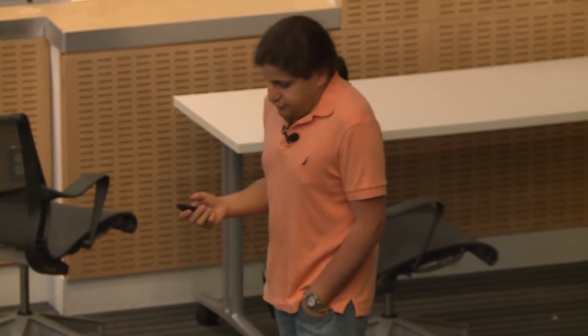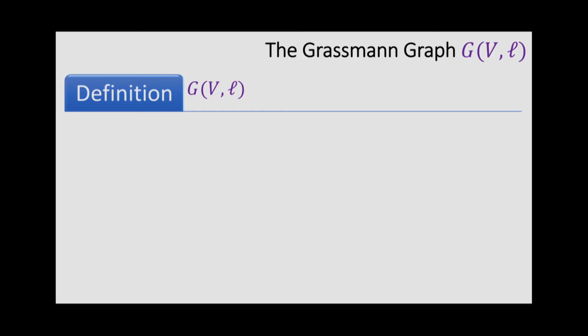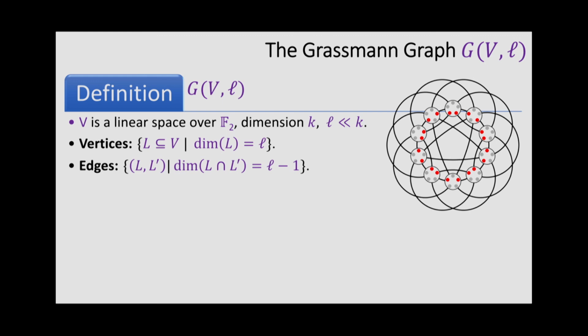So good, let me define the main object that will help us towards this goal. This is the Grassmann graph. Let V be a linear space over F2. Let K be its dimension, and let L be significantly smaller than K. The vertices of the Grassmann graph are all L-dimensional subspaces of V, and two vertices are connected by an edge if they intersect in dimension L-1.